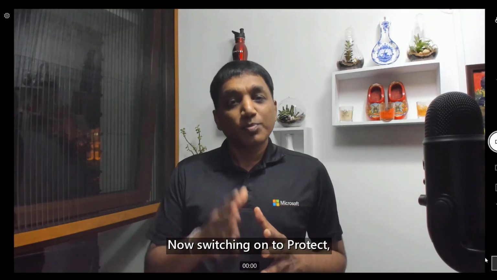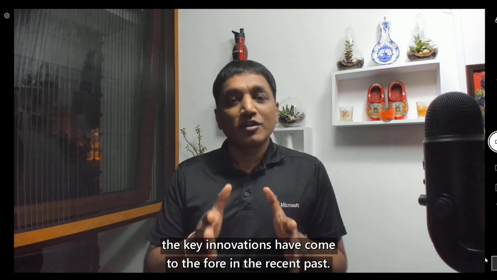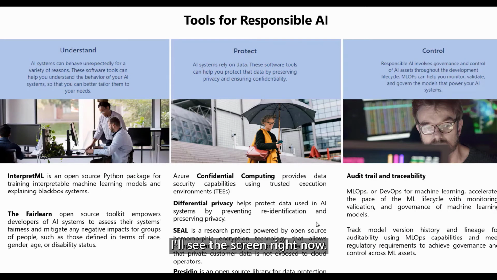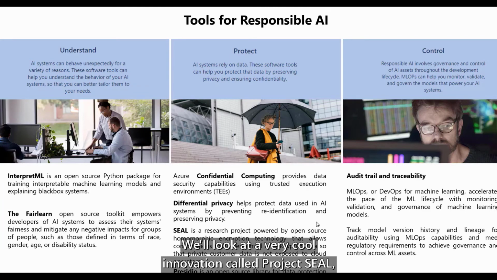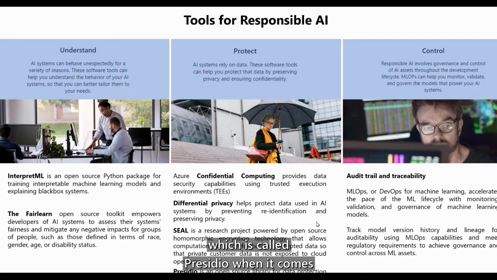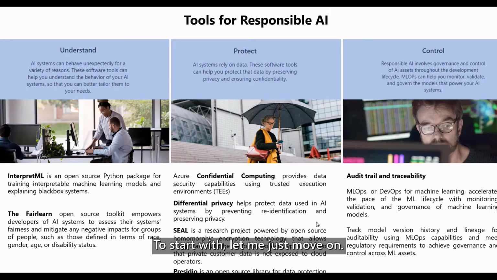Now switching on to Protect, which is where some of the key innovations have come to the fore in the recent past. So let's look into that right away. You'll see on the screen right now, the second pillar, which is Protect. We'll look at confidential computing. We'll look at a very cool innovation called Project SEAL, which is basically homomorphic encryption. And of course, another open source library called Presidio, when it comes to data protection in terms of text as well as images. Let's look at that. To start with, let me just move on.